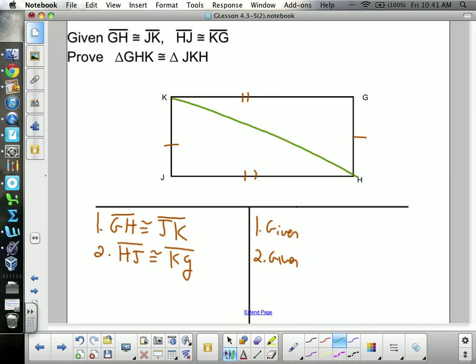Am I allowed to draw an extra line in there? Yeah. Oh, yeah. Nothing's stopping you from drawing a line between 2 points. We know that the line, or segment at least, exists. What would be my third thing, though? I've got a side here and I've got a side. What's my third thing going to be? KH is congruent to KH. Not equals, congruent, reflexive.